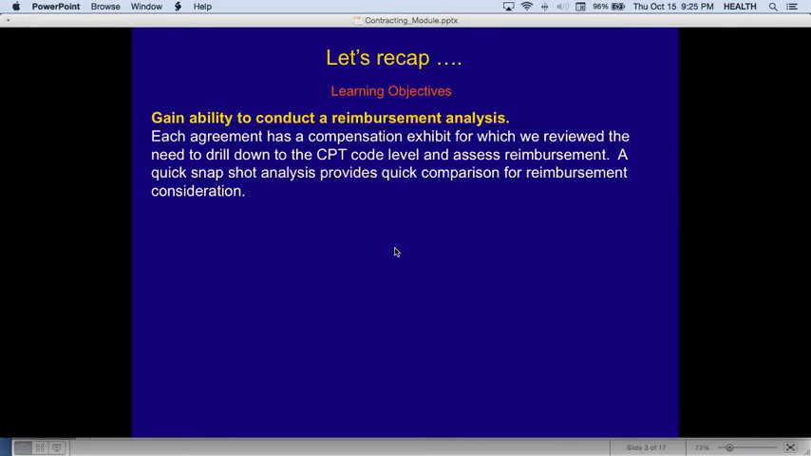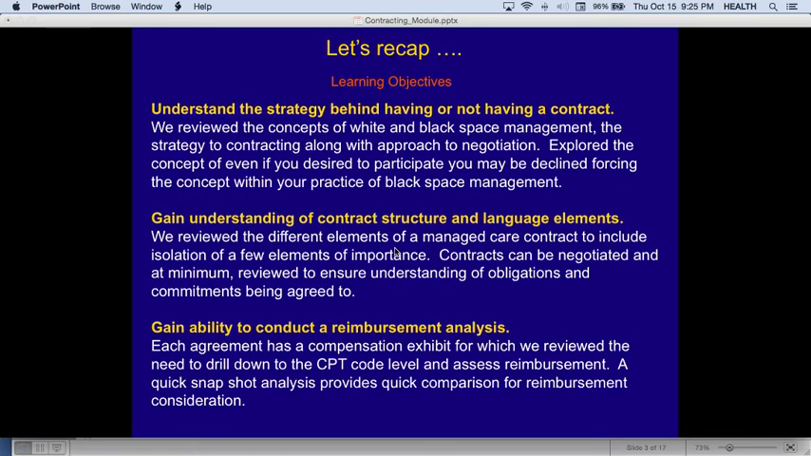So, in closing, we looked at the strategy behind having a contract or not having a contract. It's okay to have a contract. Know what you're doing. It's okay not to have a contract. Have a strategy. If you don't have a contract, you better watch those. You better have some black space management and watch, because those white space managers are coming after you. Gain an understanding of the contract structure. Trust me, read the contract, 57 pages. We've got an assignment attached to it. You're going to be rock solid on that.